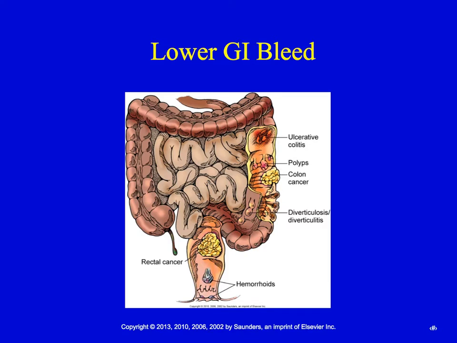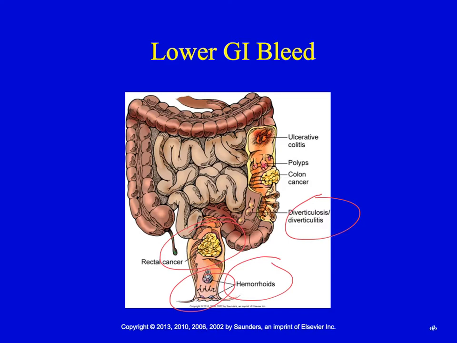So just a visual picture for things that can cause a lower GI bleed. Of course, ulcerative colitis, colon cancer, polyps, diverticulitis, which we're going to talk about here in a few minutes, and of course Crohn's disease as well. It's not listed here, but it's another cause. Rectal cancer, we're going to talk about shortly, and then hemorrhoids are superficial varicose veins that can cause bleeding in the lower GI tract. This is going to cause diarrhea. It's going to cause dark stools.